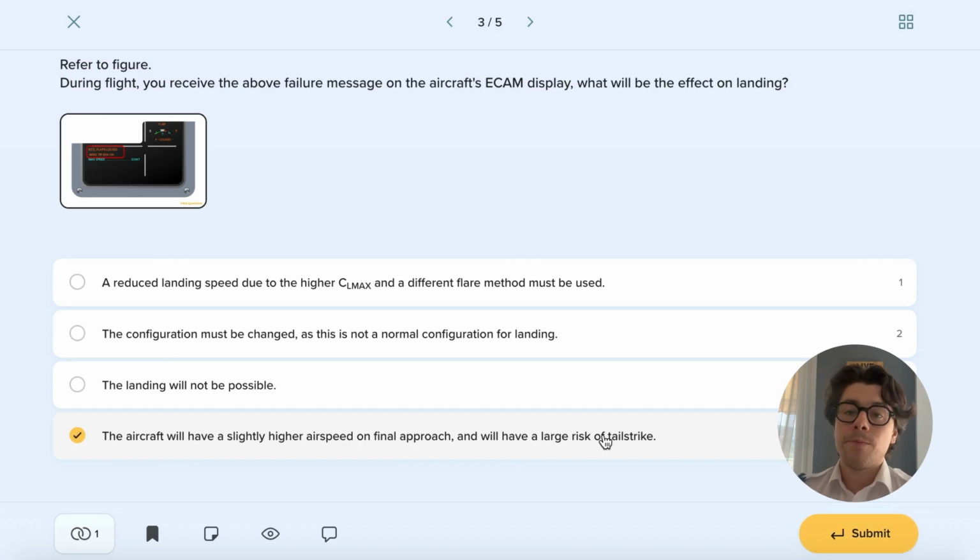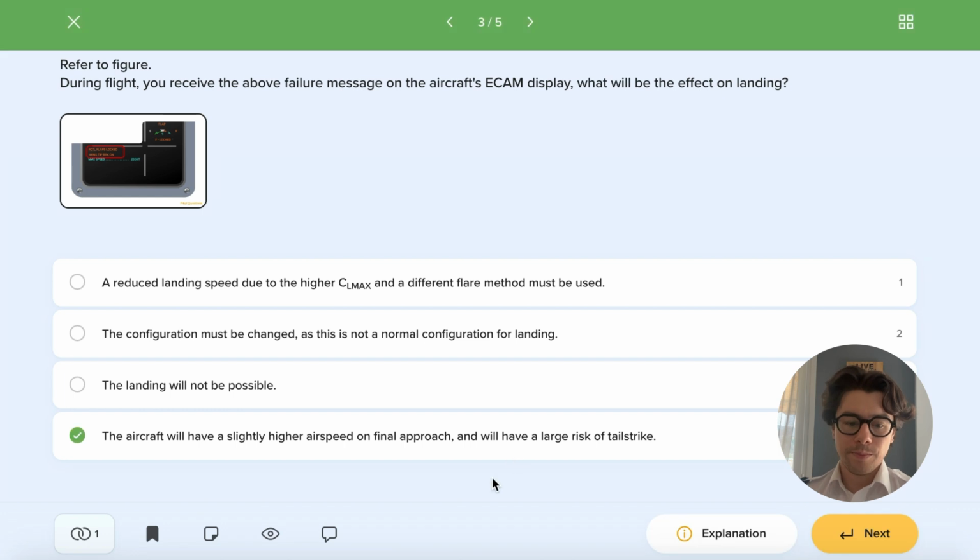Like I said before, you need slightly higher speed because you're generating less lift, and also you'll have a higher nose up attitude to compensate for that loss of lift. So you'll generate a slightly higher angle of attack as you touch down, meaning you have a higher risk of tail strike. And that is the correct answer as well.